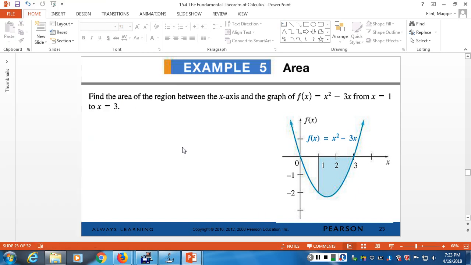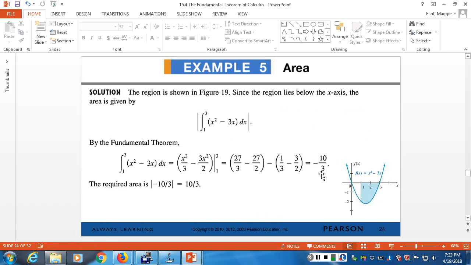Now, we did that one on the calculator. You can do the calculus, and it comes out to be the same thing. You do your antiderivative and evaluate it the way we have been, and it comes out to be negative 10/3. So the only real point here is that this one comes out to be negative, so you have to take the absolute value of the answer.